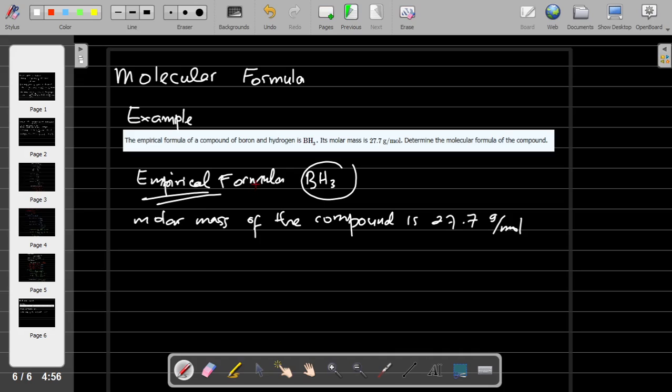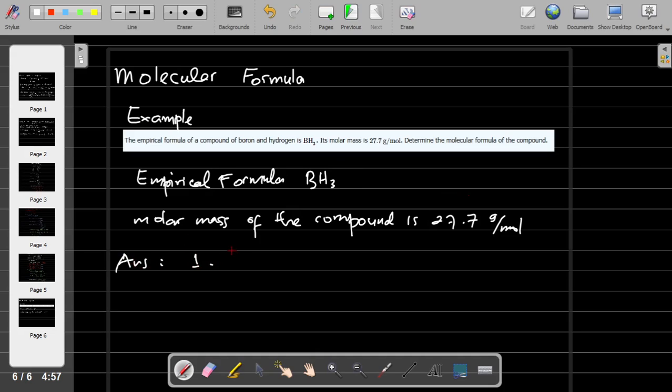Because BH3 is the empirical formula, we are not using the empirical formula to make calculations or reactions, but understanding the concept of empirical formula is so important, so we have to understand it. Okay, now we go back. This is the empirical formula, and this is the molar mass of the compound.